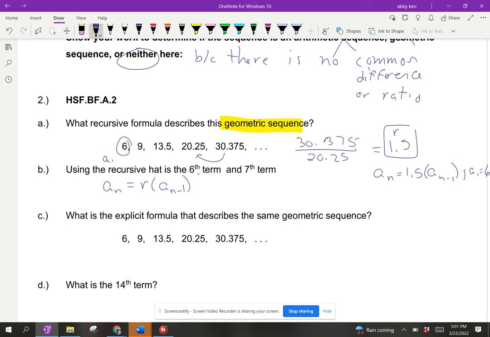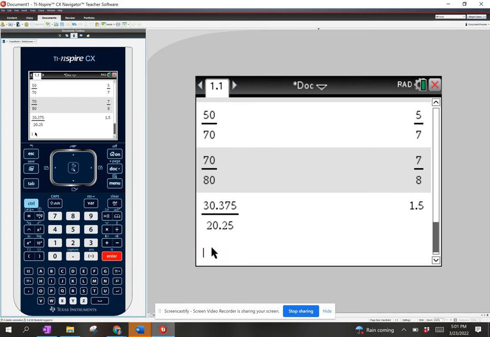Now to find the 6th term, we're going to need the 5th term because that's our previous. So instead of A sub n, we're going to write A sub 6. And we're going to write 1.5 parenthesis 30.375. So 1.5, which is our ratio, times our previous term.